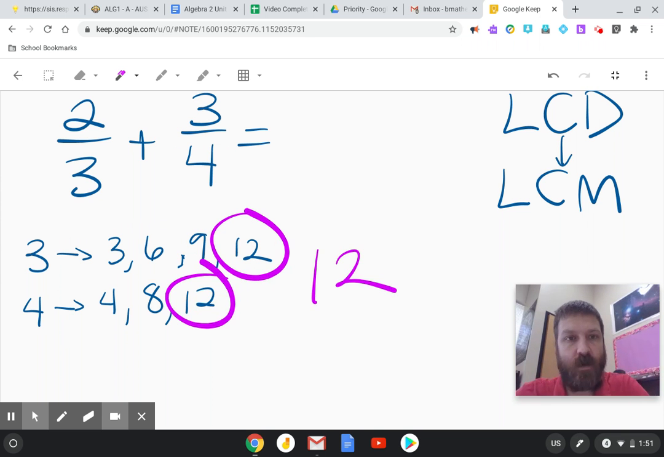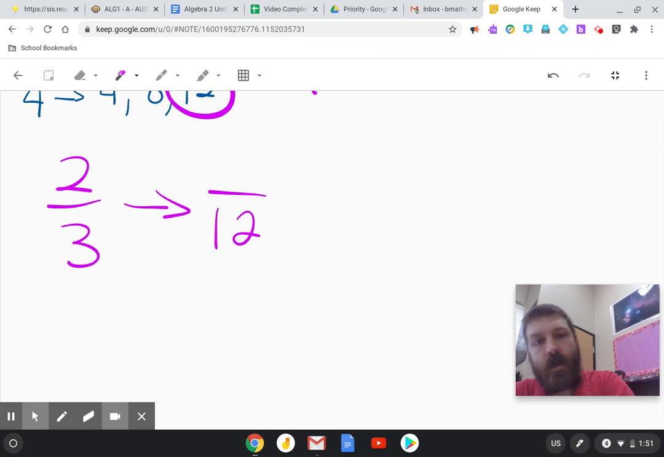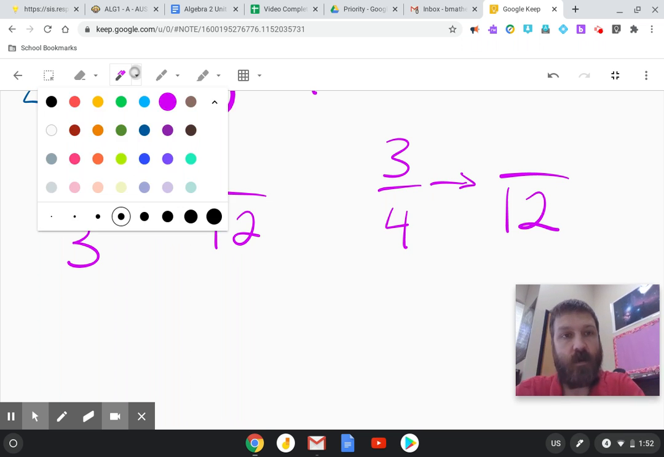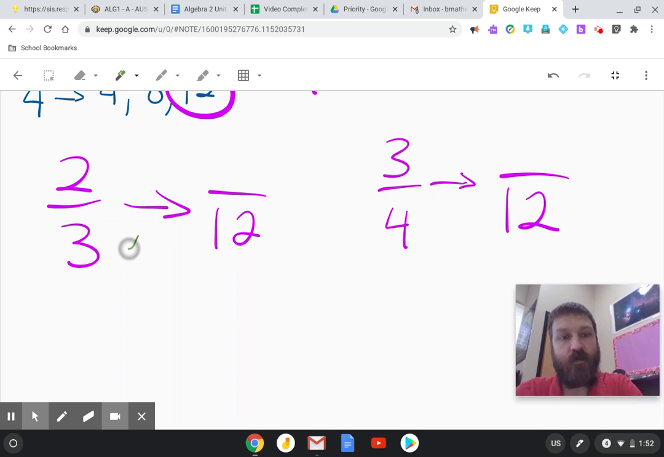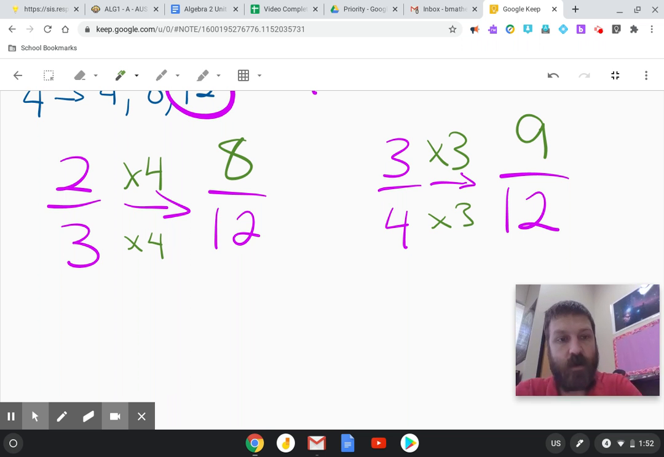So let's jump down here and we are going to convert 2/3 into 12ths, and we're going to convert 3/4 into 12ths. We're going to do that by multiplying by the same number. Because it took 3 times 4 to get to 12, I'm also going to multiply 2 times 4 to get an 8 right there. And because 4 times 3 gave me 12, I'm going to multiply 3 times 3 on the top to get 9.